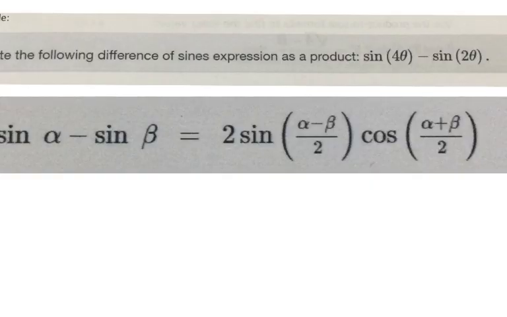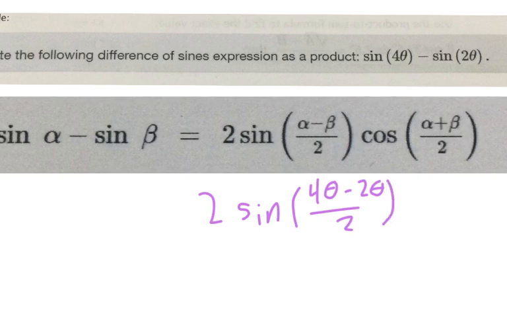So, I'm going to look at the formula that has sine of alpha minus sine of beta, and I'm just going to plug in to that formula. So this would be 2 sine of alpha. What's my alpha? 4 theta minus beta, 2 theta over 2 times cosine of alpha plus beta over 2.